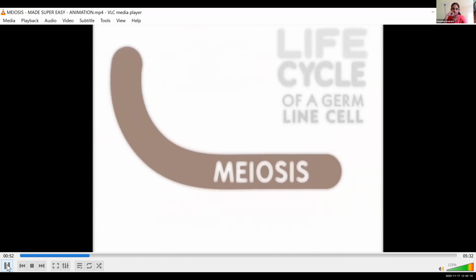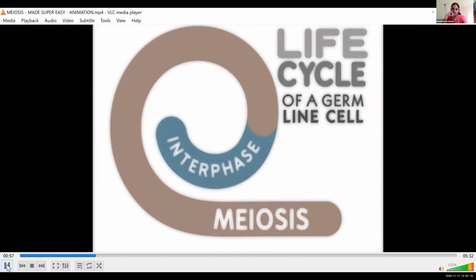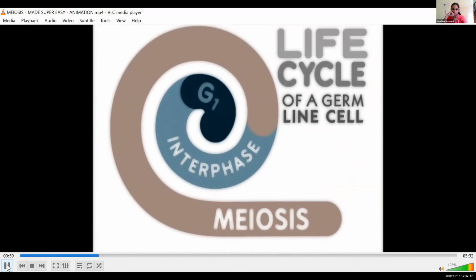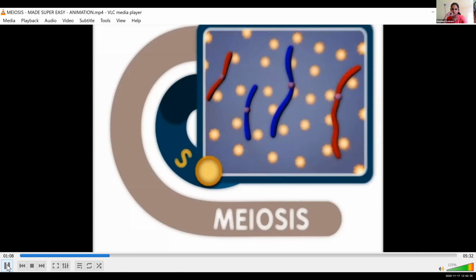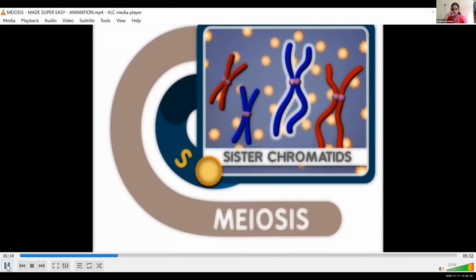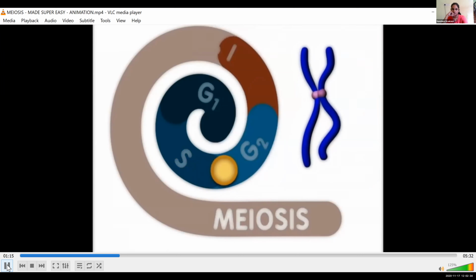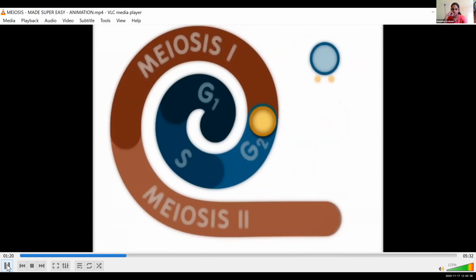Meiosis is just one step in the life cycle of a germline cell. Similar to mitosis, the cells also pass through the interphase, G1, S, and G2 stages before they enter meiosis. The DNA inside a germline cell is duplicated before meiosis begins, during the S phase. The duplicated germline chromosomes are called sister chromatids. These chromatids remain attached to each other until the second cell division event in meiosis.